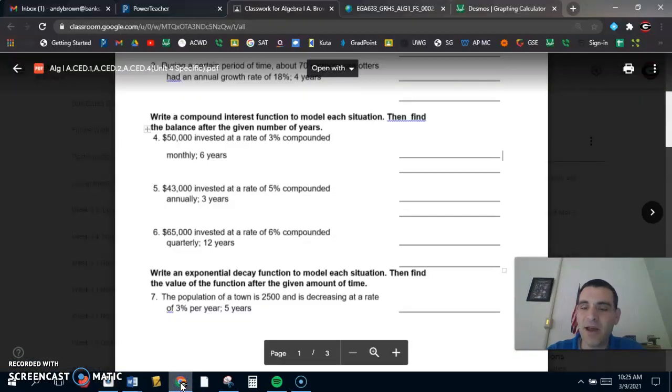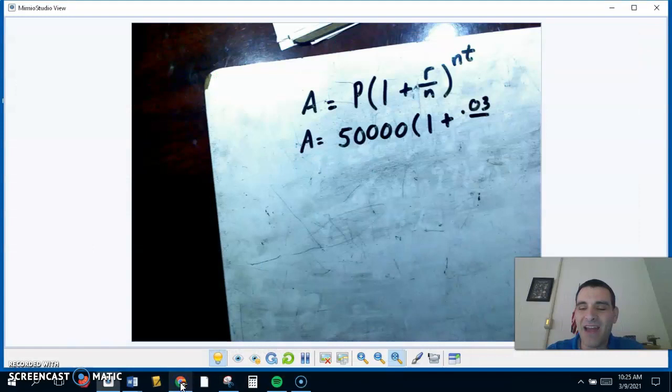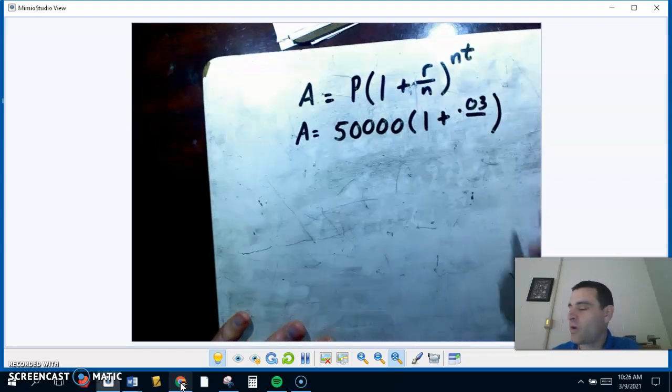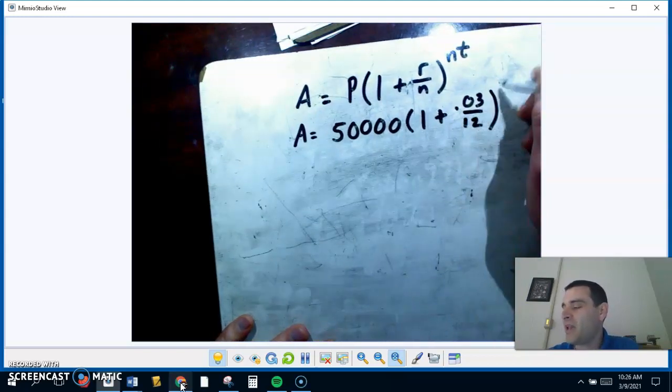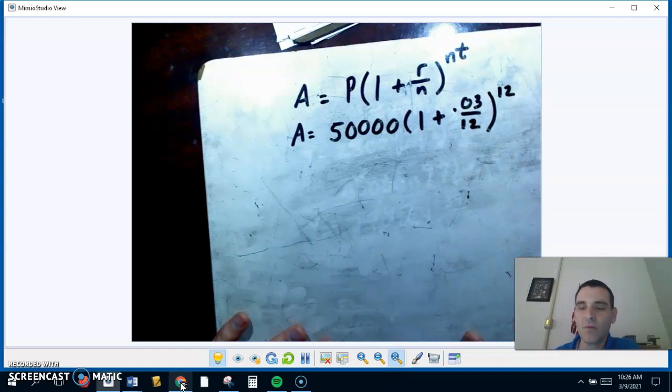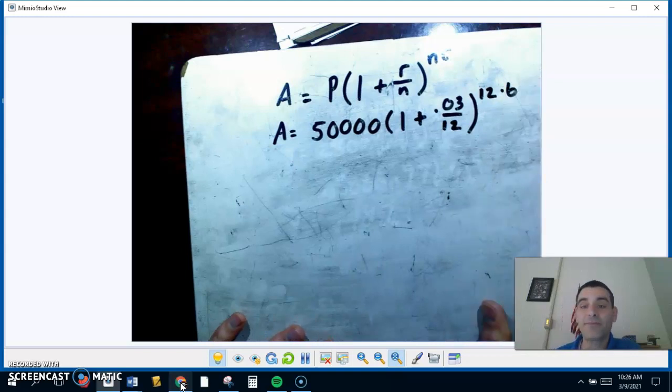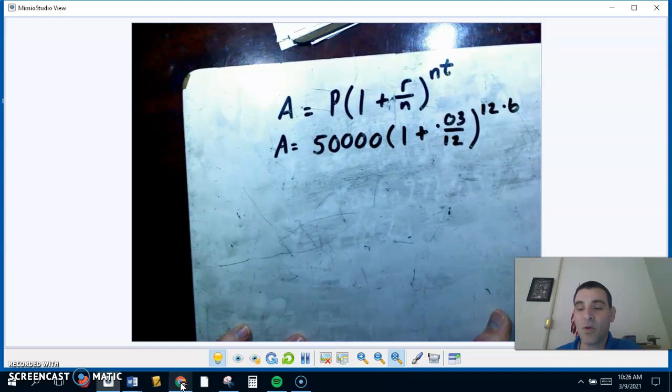Now it says compounded monthly for 6 years. The adverb monthly determines your value of N. How many months are in a year? Well, there are 12 months in a year. I'm going to put that here and here. And for 6 years, T, the amount of years, only goes in there one time. Now you're going to see some different words for N. You may see annually, which is once per year. N would equal 1. Semi-annually, which is twice a year. N would equal 2. Quarterly, which is 4 times a year. N would equal 4. Those are some other common ones. But the most common is monthly, which is what we have here.